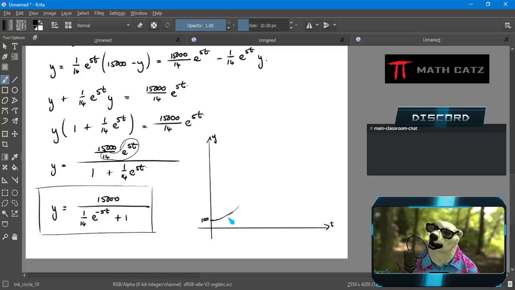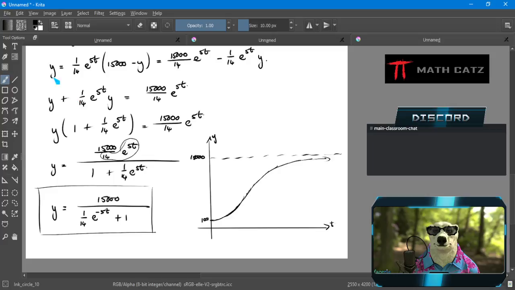We're going to start with 1,000 here. It's going to have that basic exponential growth initially, and then the capacity is going to force it to slow down to a capacity of 15,000, which is exactly what we want. We want our function to exhibit those properties because that is in reality what is happening to the bacteria, to the population.